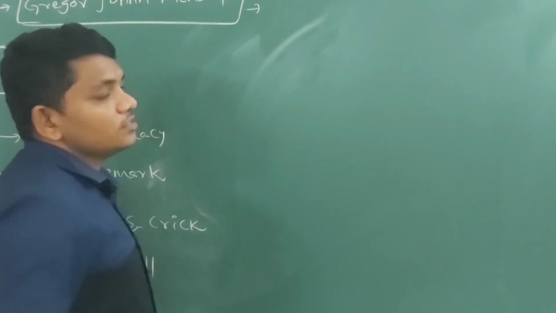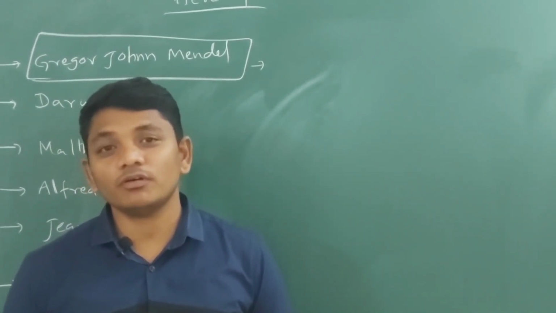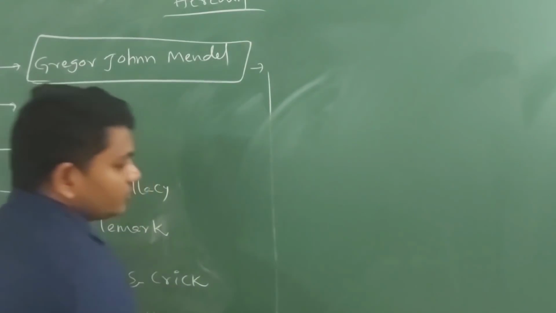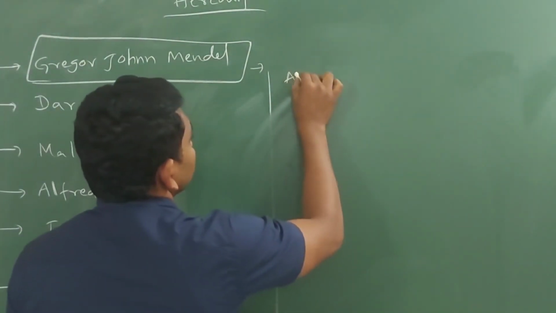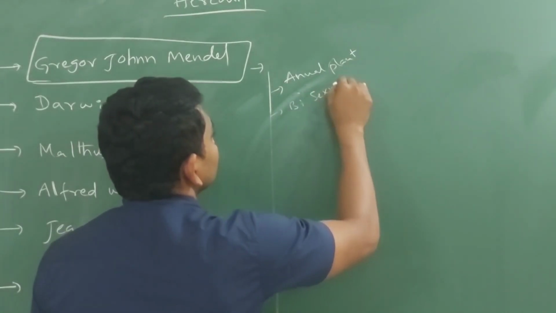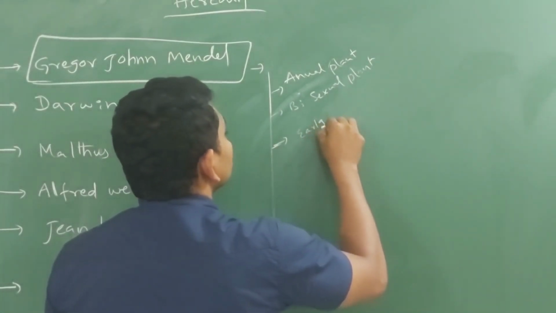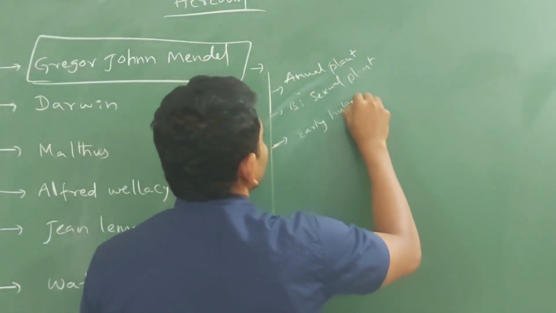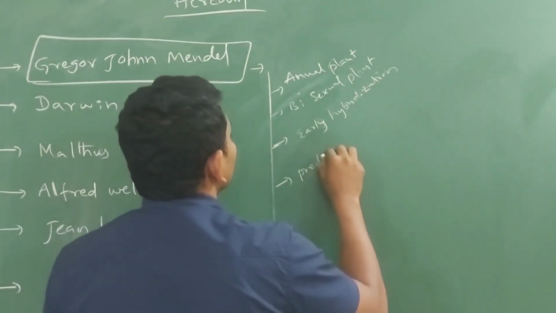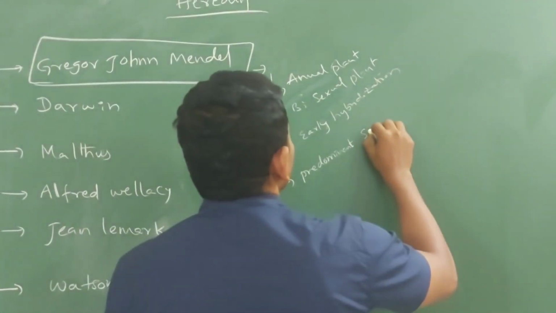Gregor John Mendel observed 10,000 pea plants in his experiment, and 34 different varieties of pea plants, not 36, 34 varieties he observed. He chose pea plants for his experiments because they are an annual plant, a bisexual plant, with early hybridization and predominant self-fertilization.